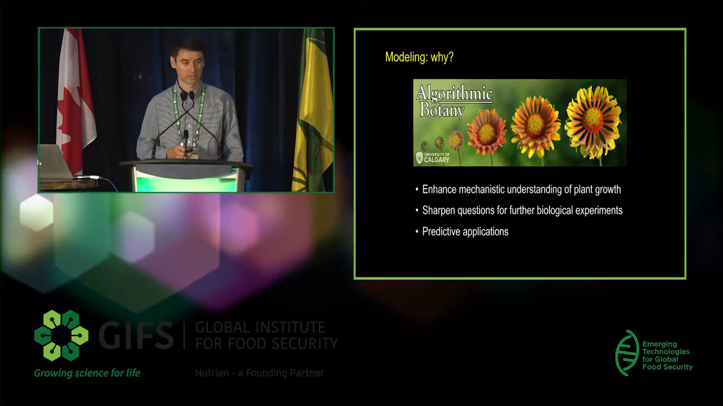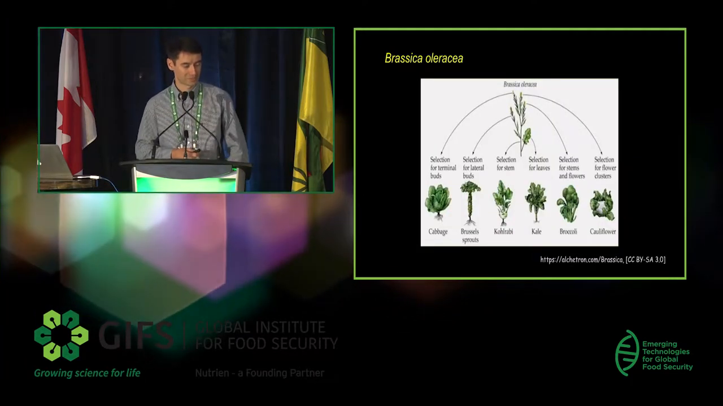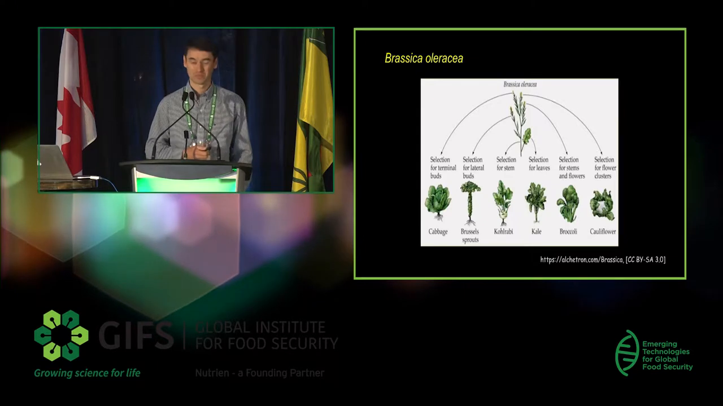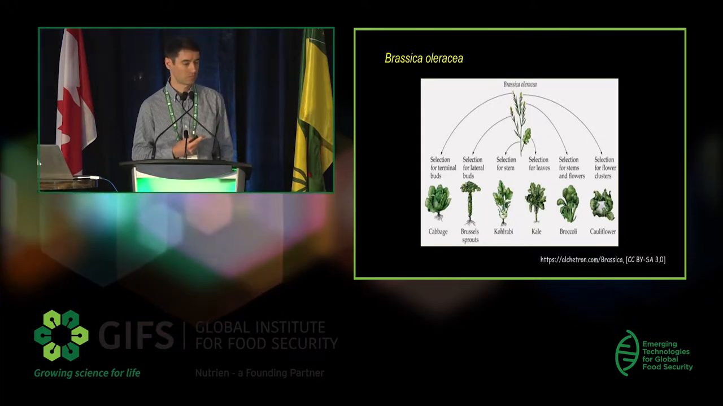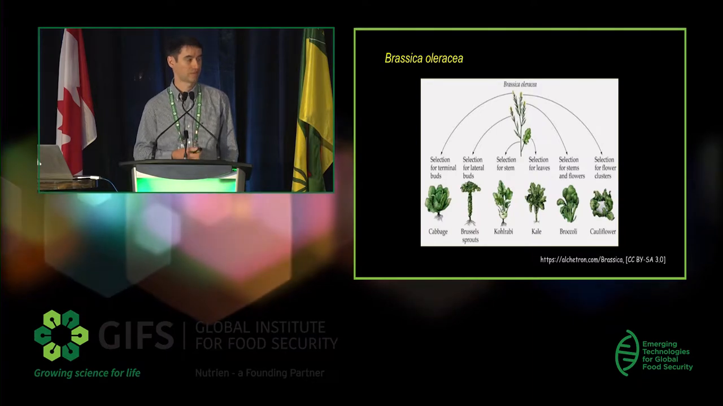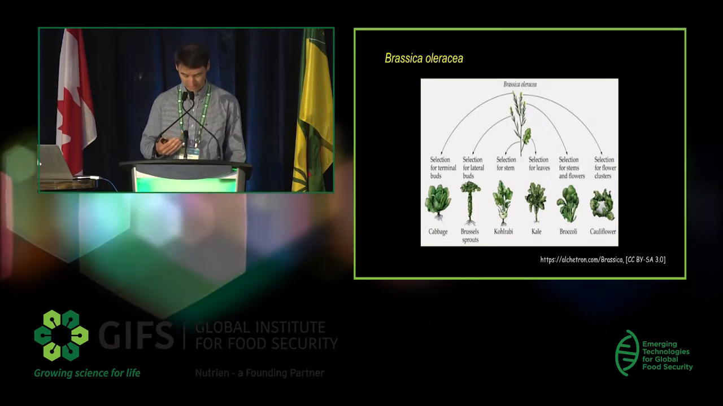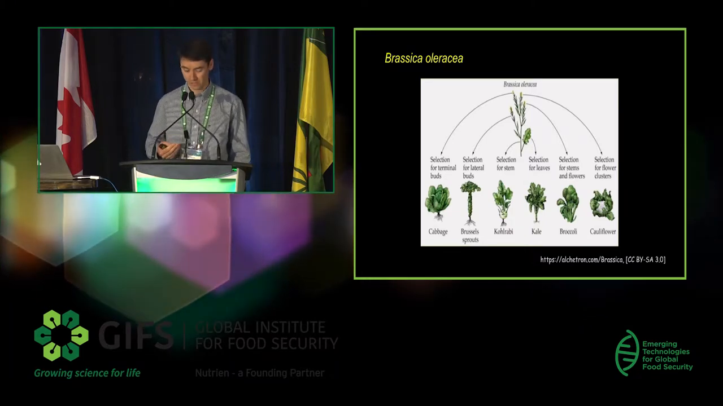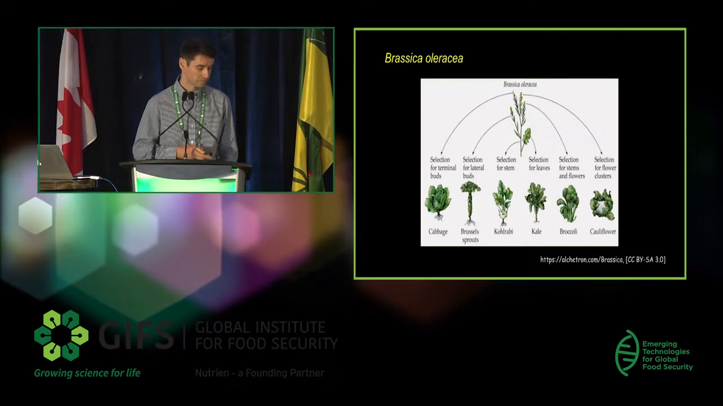So one particularly motivating example is of Brassica oleracea. In this species, many of the cultivars are derived from wild cabbage, and they have very different morphological traits. So for example, there's cabbage, kale, broccoli, or cauliflower, even Romanesco, and other varieties.